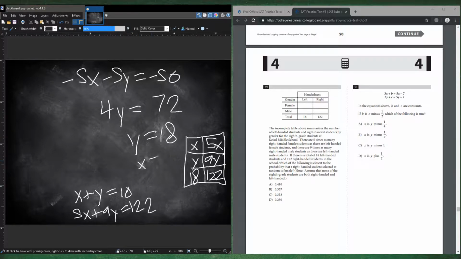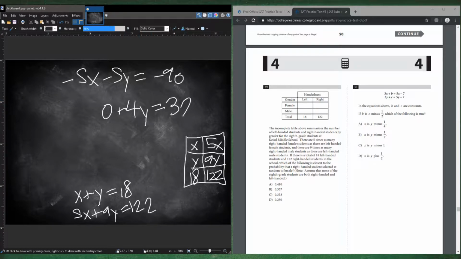So X has to equal... oops, sorry, I wrote that wrong. I erased it and thought it was 10. This is X plus Y equal to 18, so you multiply by -5 and get -90. Then -5X is 0, and 4Y is equal to 32. So Y is equal to 8. That means X has to equal 10.